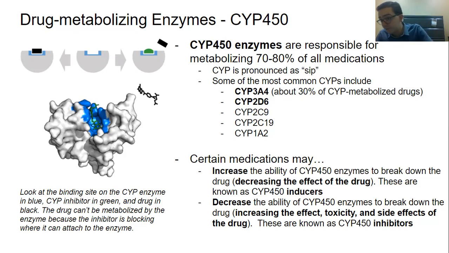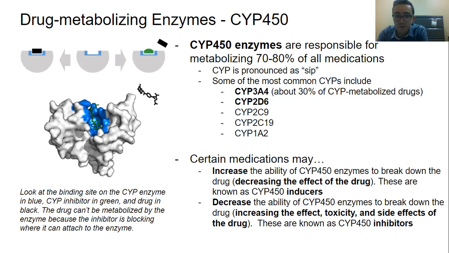The most common CYP enzymes that break down these drugs are CYP3A4, which accounts for about 30% of CYP metabolized drugs. We also have CYP2D6, which is just under 30%. And there's a few others that aren't as common, but again, they make up that 70 to 80% of CYP metabolism of all medications.